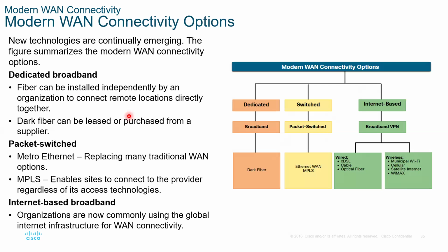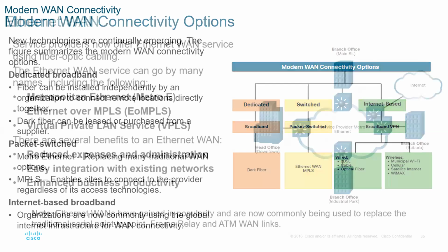Internet-based broadband organizations are now commonly using global internet infrastructure. So with internet infrastructure, we have wired, wireless, we have our DSL, cable, fiber, Wi-Fi, municipal. I don't think I've ever seen or used municipal Wi-Fi. Cellular, satellite, then we have WiMAX.